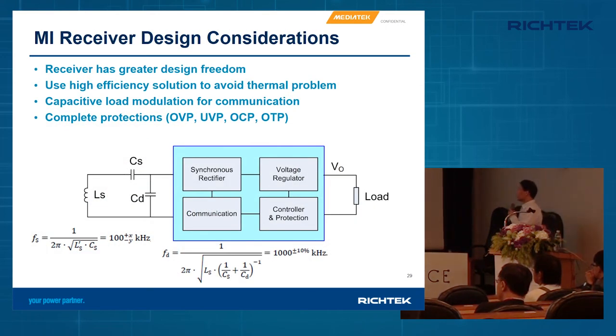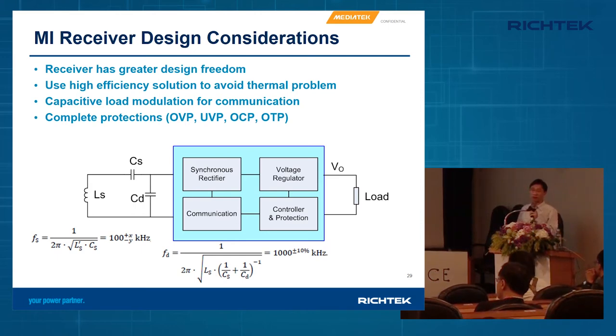For receiver design consideration, at the receiver side, they have greater design freedom. For example, we can choose a different coil and a different power output. We suggest using the high efficiency solution to avoid thermal problems. And we can use capacitive load modulation for communication for lower power loss. And complete protection is a must.